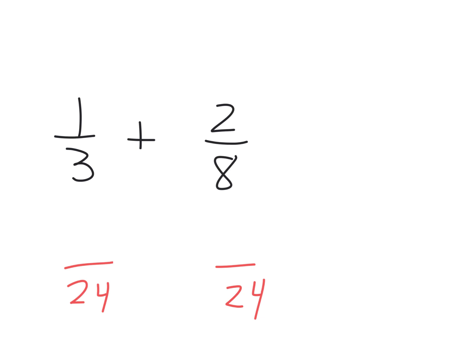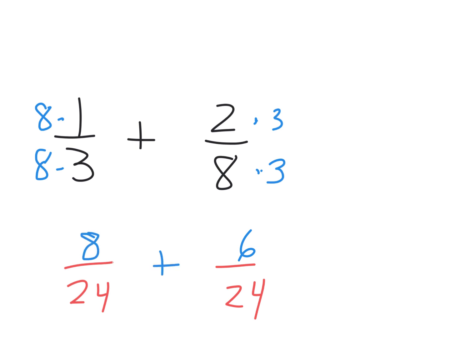Then 8 has to turn into 24. You'd use a calculator. You go 8 times what makes it 24? 8 times 3. And if you times this one by 3, you times this one by 3. 2 times 3 is 6. And if you times this one by 8, you times this one by 8. And I get 8 times 1 is 8.